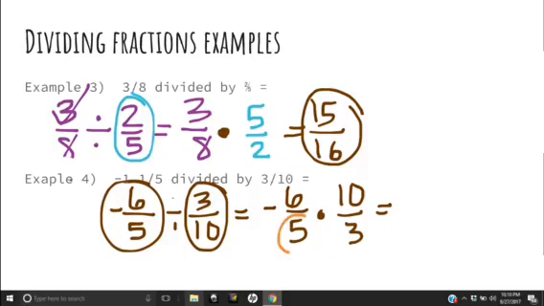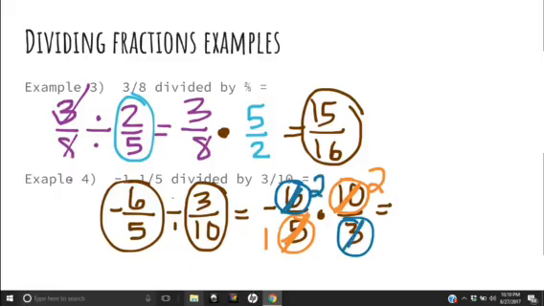I'm going to do the shortcut I taught you on the multiplication slide. I see 5 and 10. Those can both be divided by 5. I divide by 5, I get 1. I divide by 5, I get 2. 6 and 3. Those can both be divided by 3. I divide by 3, I get 2. I divide by 3, I get 1.